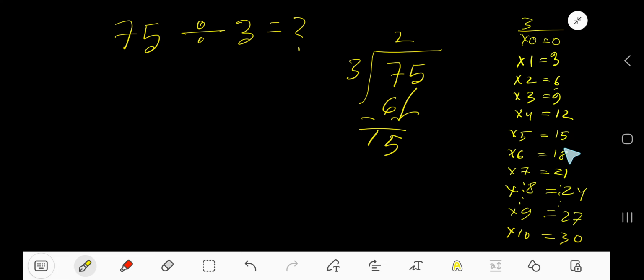3 goes into 15 how many times? 3 goes into 15 five times. 5 times 3 is 15. Subtract, we get 0. As our remainder is 0, we are done. 25 is our answer.